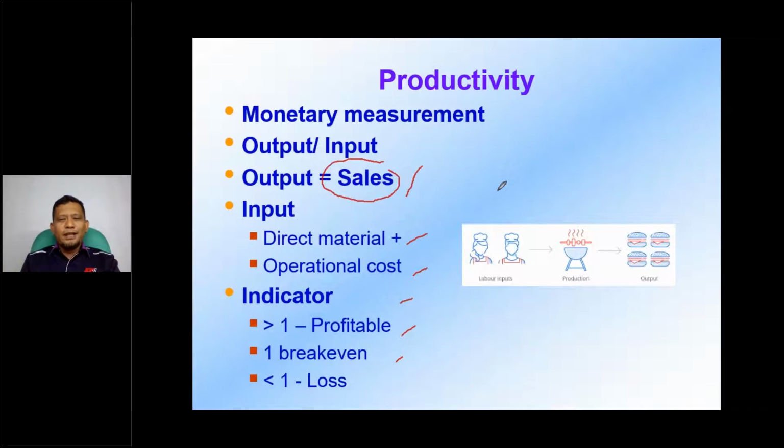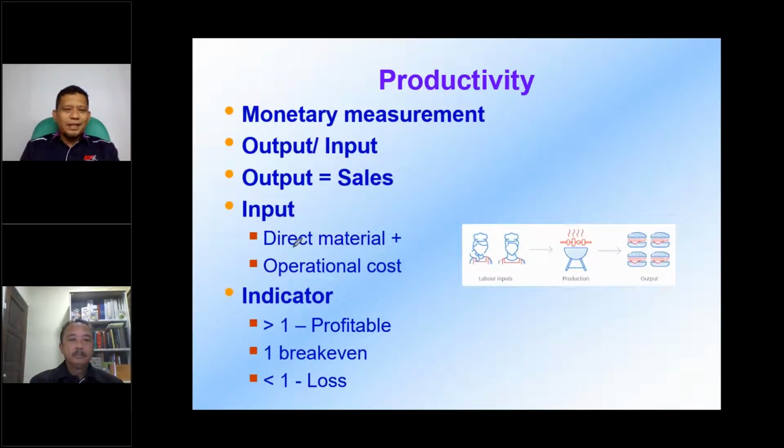I pasted it on the company bulletin boards. We pasted it in the canteen to show this month how much our productivity is, how much our plant efficiency is. If the result is more than one, what does it mean?